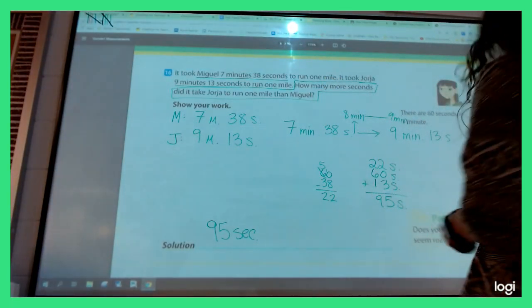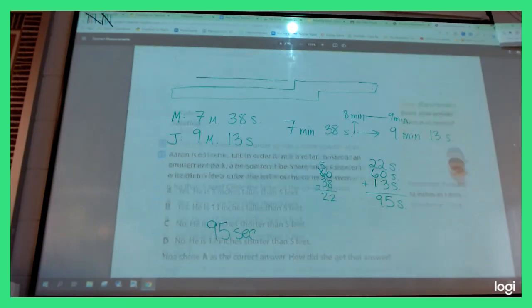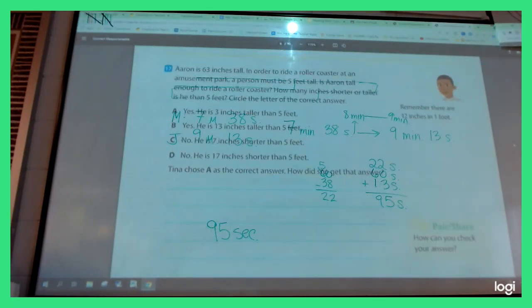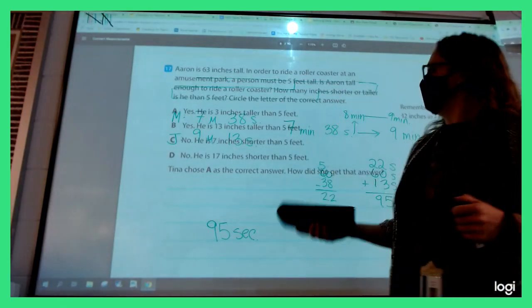All right, I'm going to scroll down. We've got one more problem to do. All right, well, I'm erasing. Does someone want to read it? Zoe, thank you.